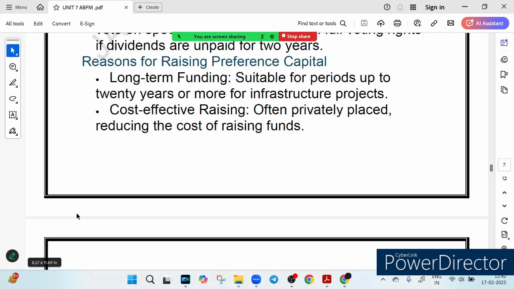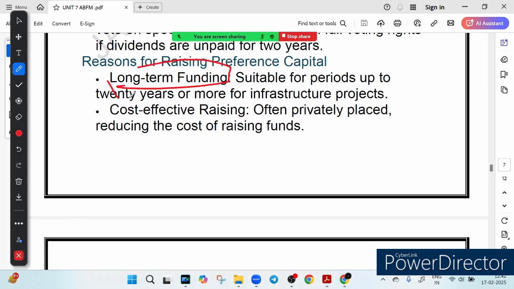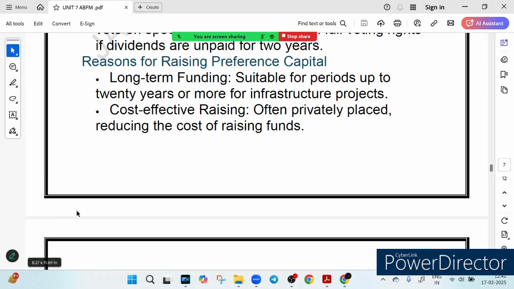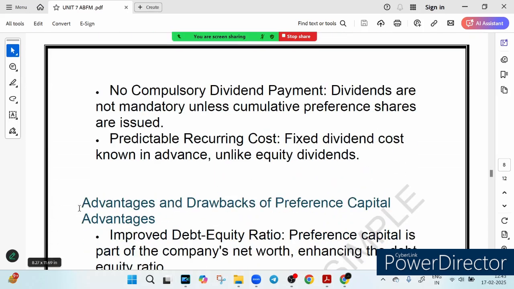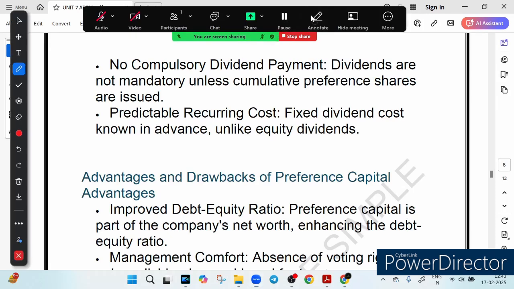So a key reason companies choose preference capital is long term funding, right? Means up to 20 years. It is perfect for long term projects like infrastructure, where the company needs money for decades without worrying about immediate repayment. And there is a chance of cheaper raising. Unlike public share issue that requires advertisement, brokerage fee and compliance cost, preference shares are often privately placed, making them a cheaper option. This was the major drawback of equity capital, where you need to pay brokerage fee, advertisement and compliance cost. No such cost is incurred during preference capital, and that is why it is cheaper to raise.